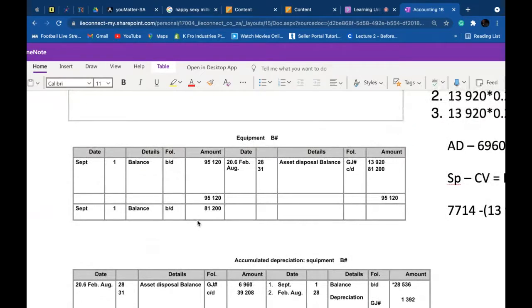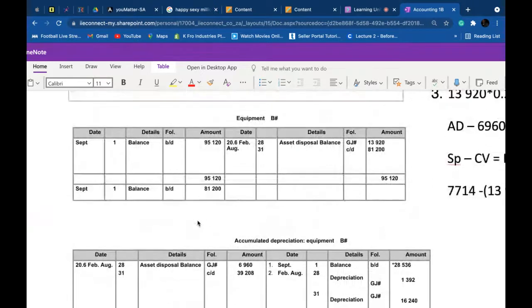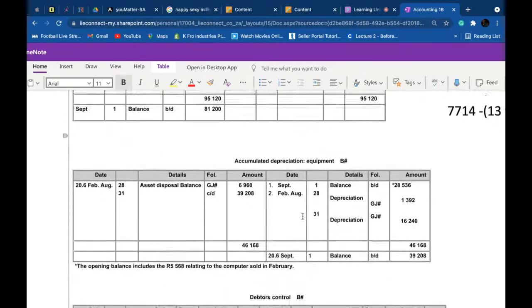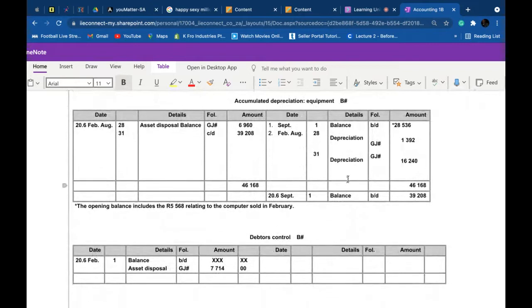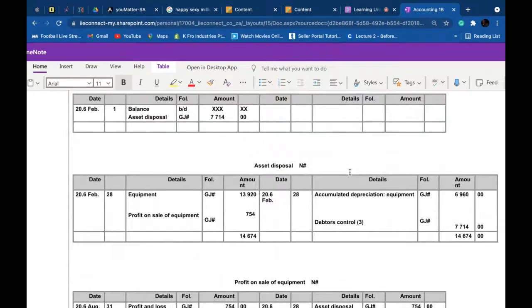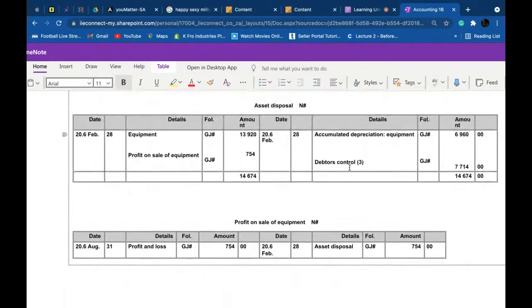Okay. So there's your equipment account. Okay. Okay, sorry, this should be like this. Okay. Yep. Okay, yeah, so things are not exactly all in order, but you guys will neaten it out in your own time. And then there's your asset disposal. And then there's your profit on sale of equipment.